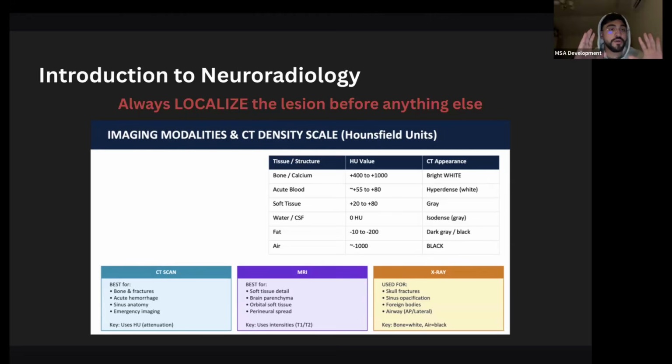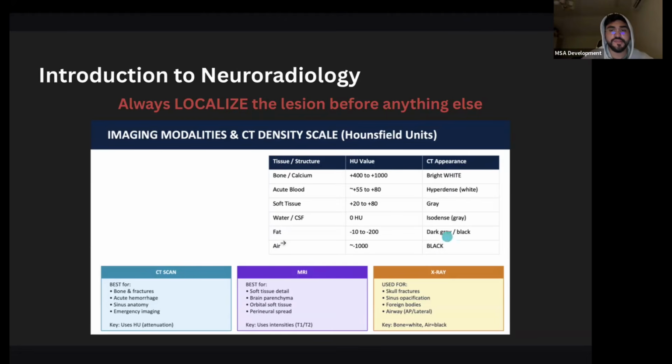Just before we start, I want you to orient your mind when you see a CT scan, an MRI, or an X-ray. First of all, you always need to localize the lesion before diagnosing. Localize: is there any midline shift or not? Is it medial? Is it lateral? Is it in the brain? Is it outside the brain? And then afterwards, after localizing the lesion, you interpret. Okay?